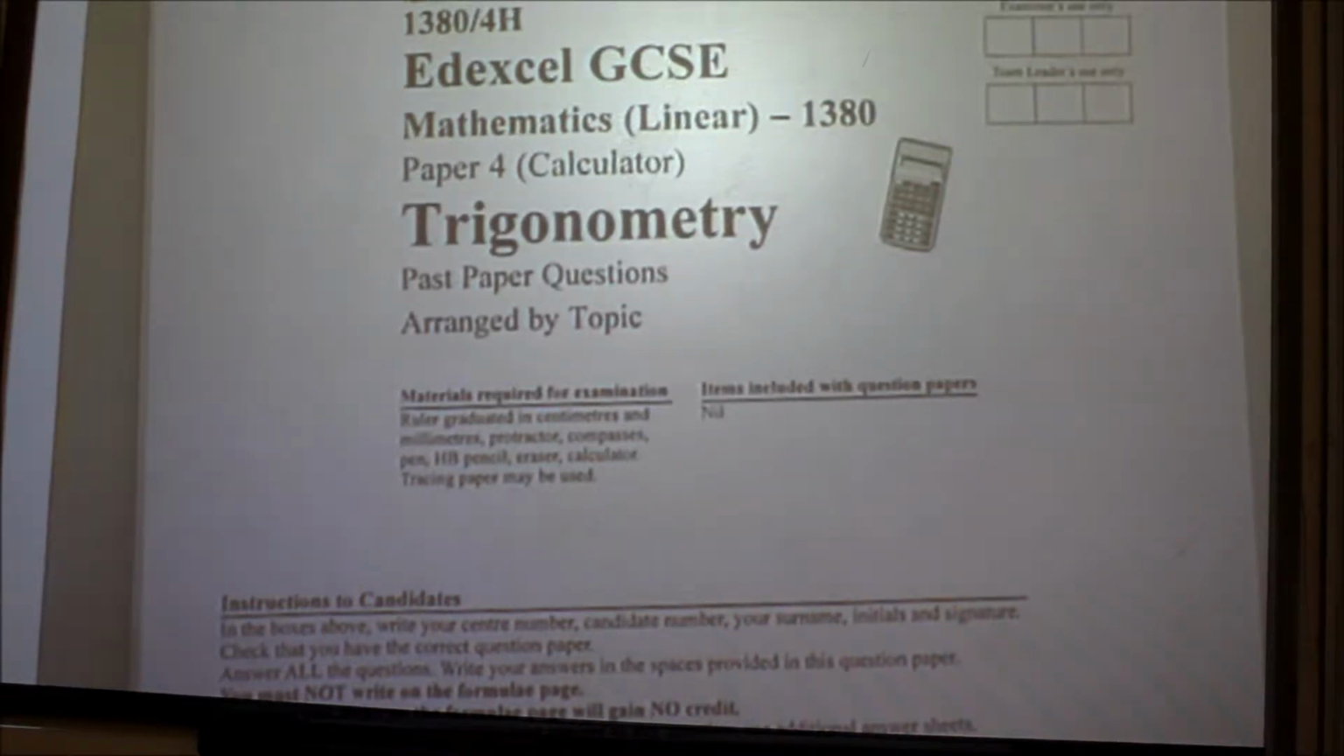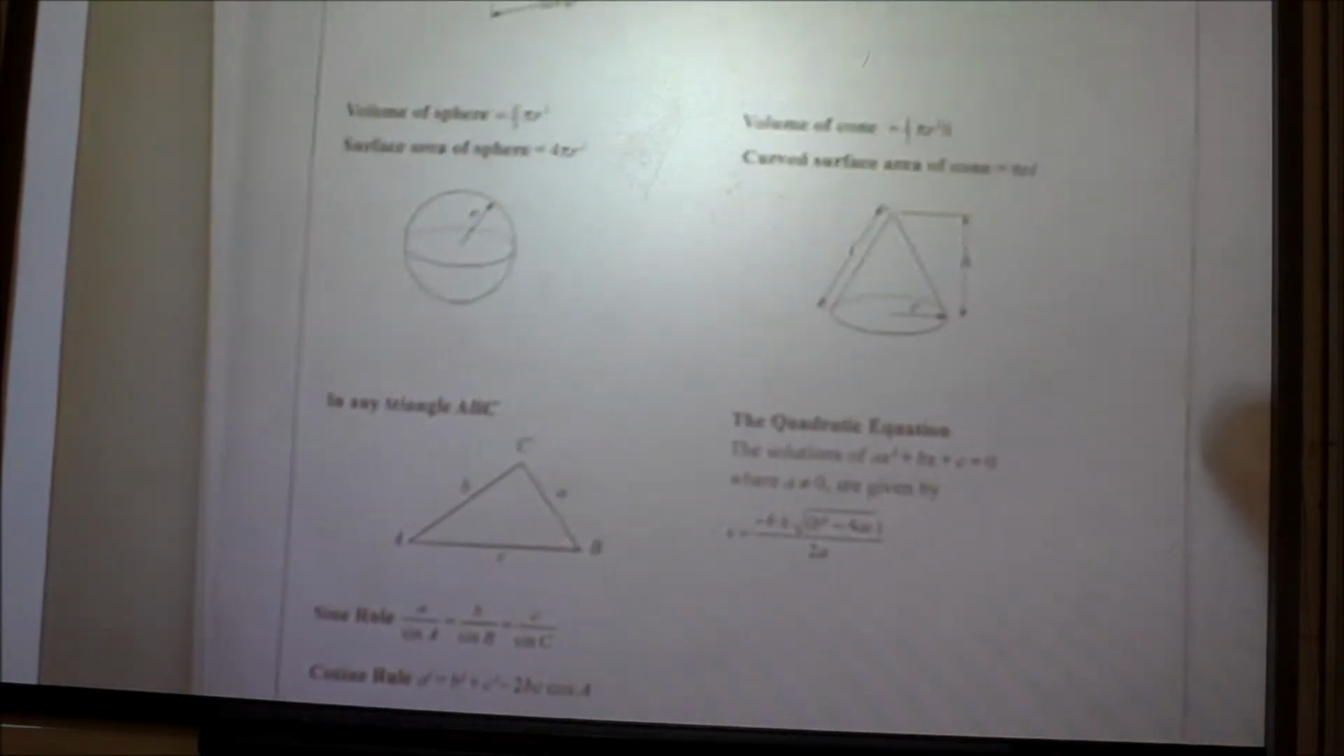Past exam questions on trigonometry. You've got a formula sheet at the front. Make sure that, of every exam paper, you're aware of that, because you will need some of it.